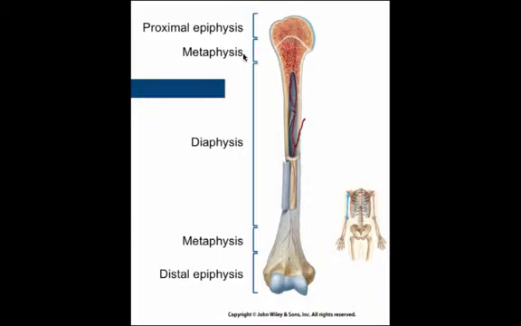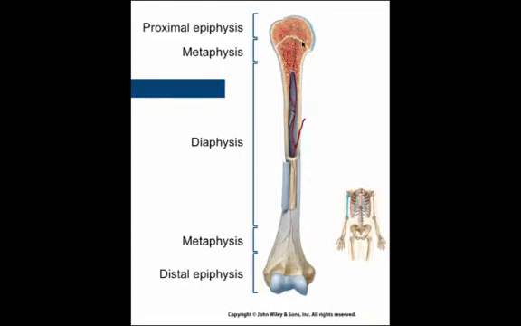Inside of both the metaphysis and the epiphysis is a type of bone known as spongy bone. Spongy bone gets its name from the spongy texture that we see here. It's a very porous type of bone. And inside that negative space of the spongy bone, we find a substance known as red bone marrow. Red bone marrow is actually the site of hemopoiesis, which is the production of the blood cells in the body. So we have hemopoiesis occurring in both the metaphysis as well as the epiphysis.